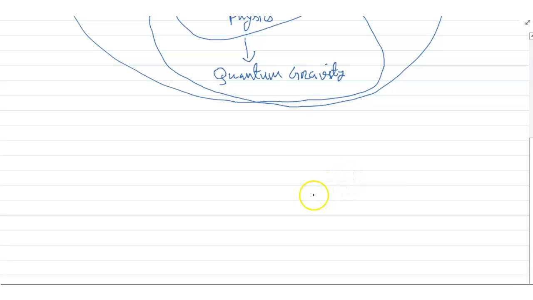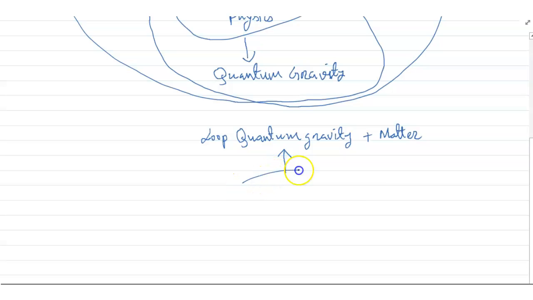Now we discuss another portion, loop quantum gravity plus matter. It is coming from scalar tensor theory of gravity.